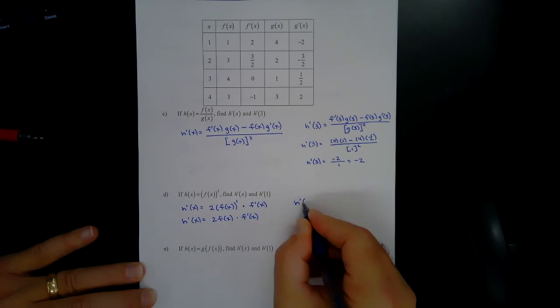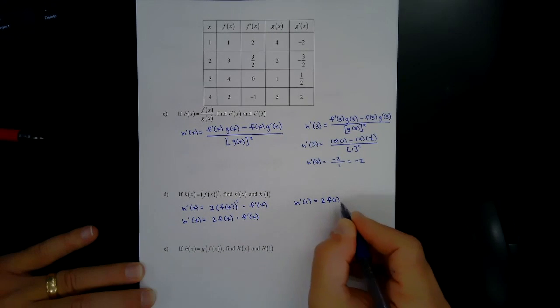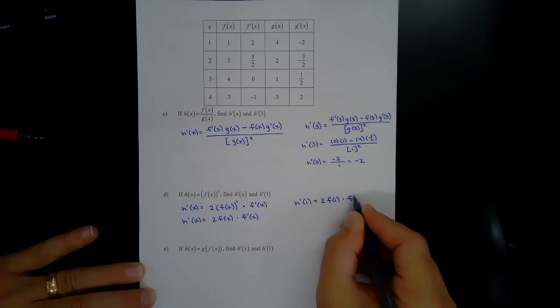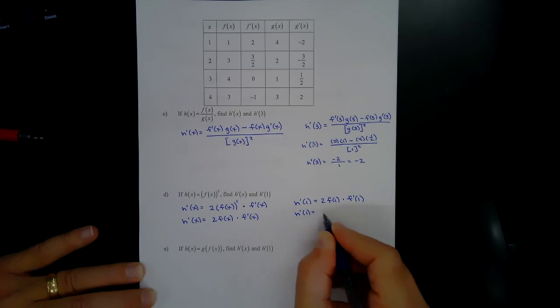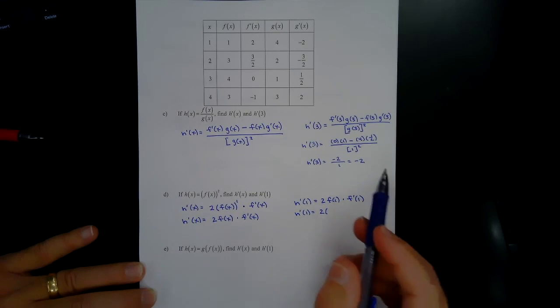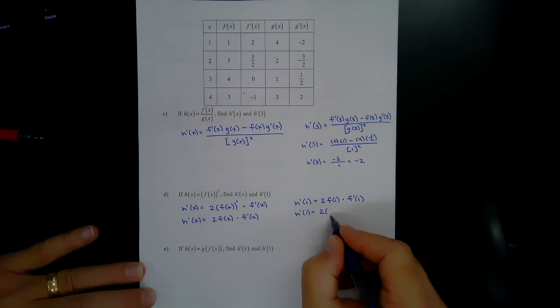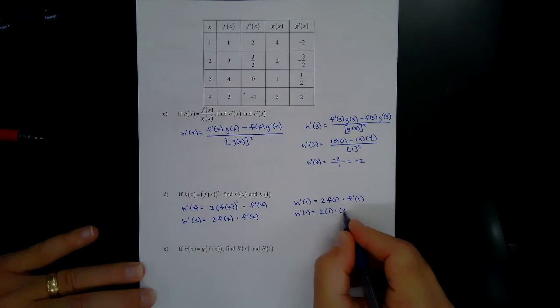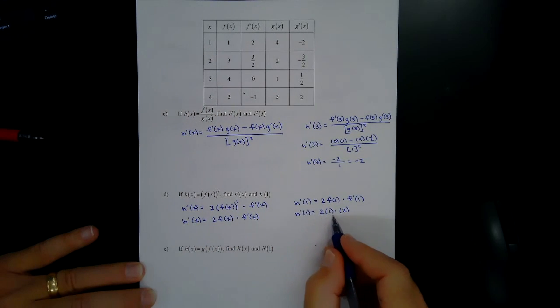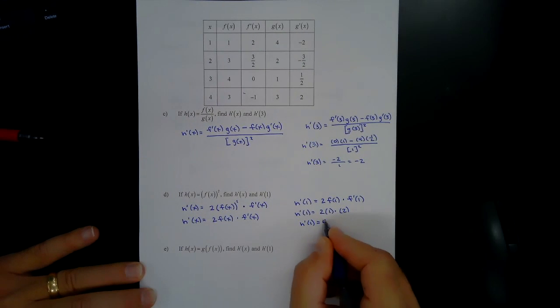And so h prime of 1 would equal 2 times f of 1 times f prime at 1. So h prime of 1 would equal 2 times, and then looking at our chart, f of 1 is 1, right? That's this one right here. Times, and then f prime of 1 is 2. So this winds up being 2 times 1 times 2, which would be 4. So h prime of 1 is equal to 4.